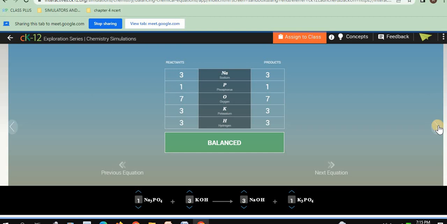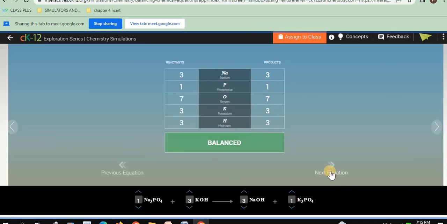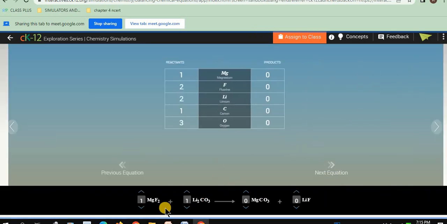Shall we? Yes, sir. Next equation. Let us see. Now you can find magnesium. What is the valency of magnesium? Please write in the chat box. What is the valency of magnesium? You can write in the chat box.